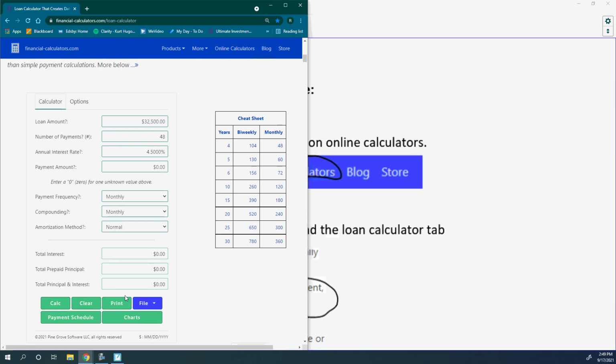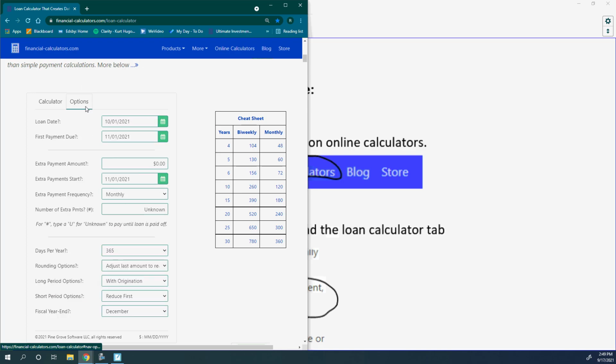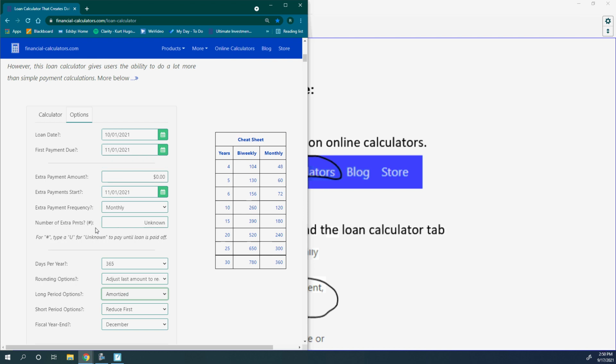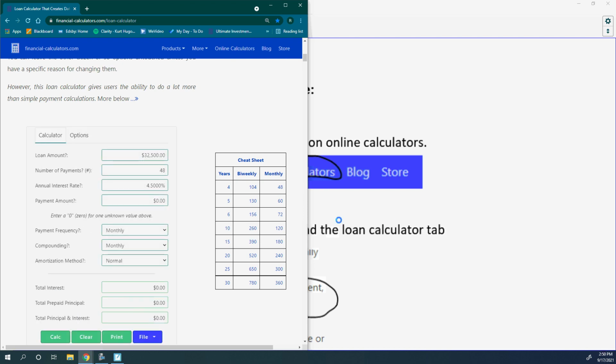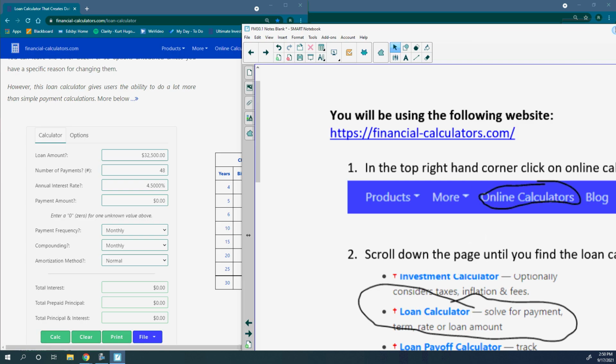Once you have your loan calculator, everything's pretty much set up for you decently. The only thing that needs to change is in the loan period option. Click on options and then loan period options, and make sure that says amortized. And then you're good. So we're going to do the first example here.